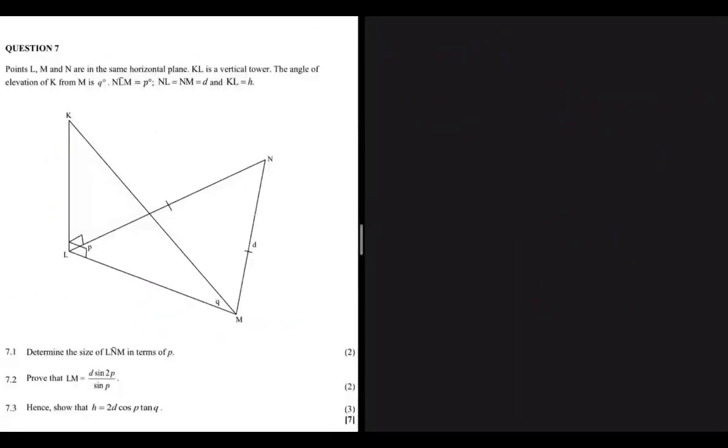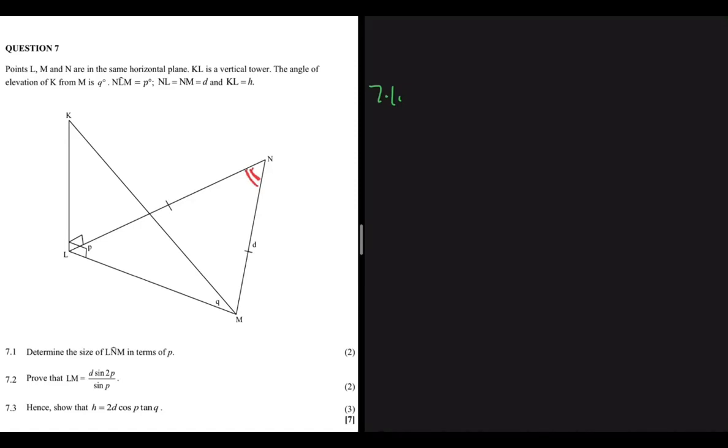We have points L, M, N on the same horizontal plane. KL is a vertical tower. The angle of elevation of K from M is Q. And then NLM is equal to P. NL is equal to NM is equal to D, and KL is equal to H. The first question, 7.1, is saying let's determine the size of LNM in terms of P. So let's go to our sketch and identify LNM. LNM is this angle here, and we're supposed to determine the size of that angle in terms of P.